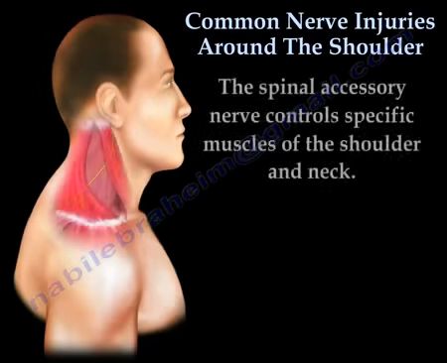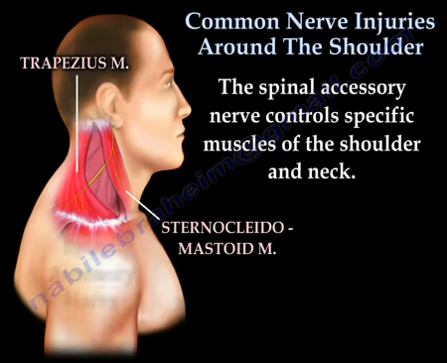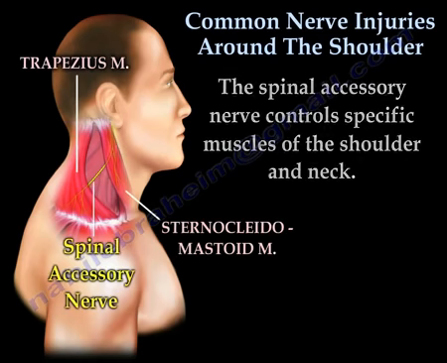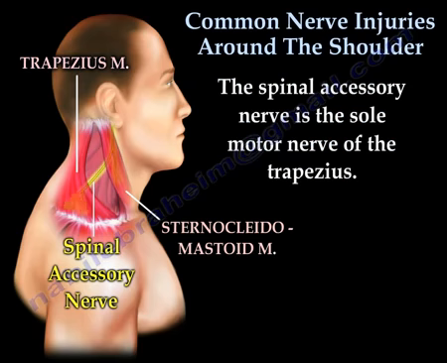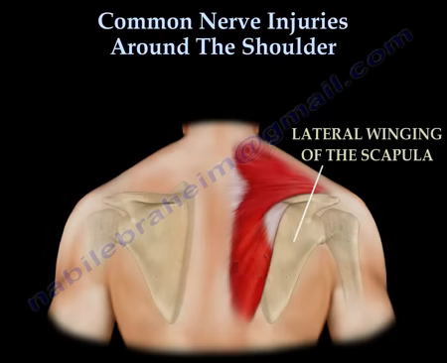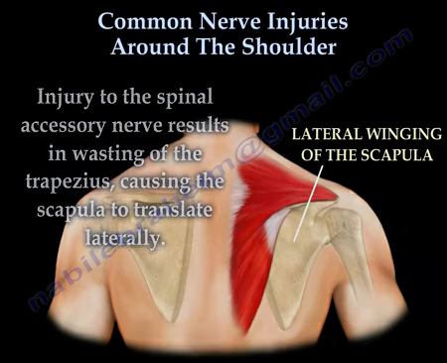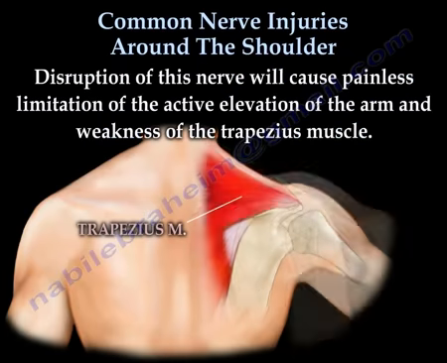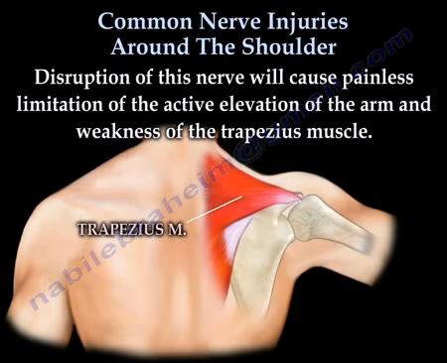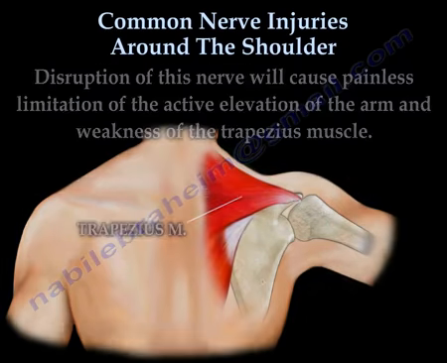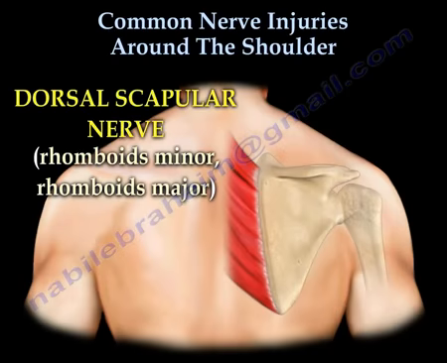The spinal accessory nerve controls specific muscles of the shoulder and neck. The spinal accessory nerve is the sole motor nerve of the trapezius. Lateral winging of the scapula occurs due to injury of the spinal accessory nerve affecting the trapezius. Disruption of this nerve will cause weakness of the trapezius muscle and painless limitation of the active elevation of the arm.